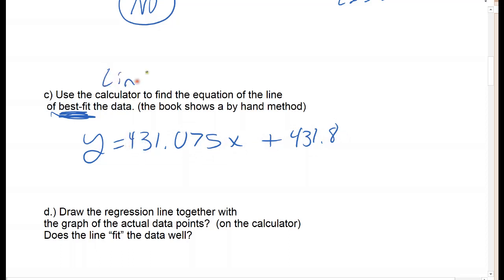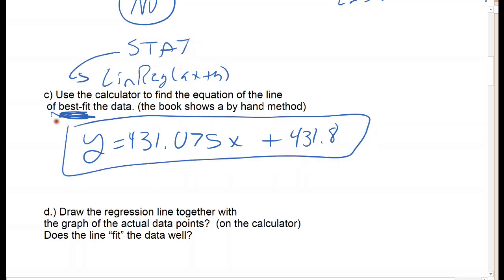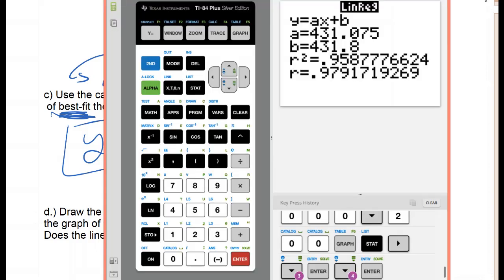Again, we use linear regression ax plus b in the stat key. And there's my line that best fits my data. Now I'm going to draw it and show you that the line is a good fit, but it's not perfect. I'm going to plug that into my equation, and we'll draw it together with the points that I already have on there, and we'll see if it fits well or not.